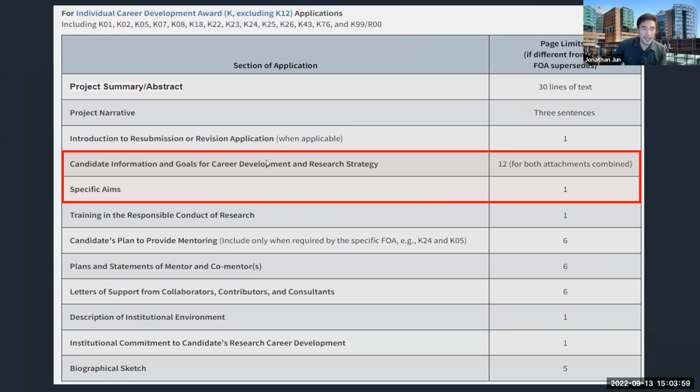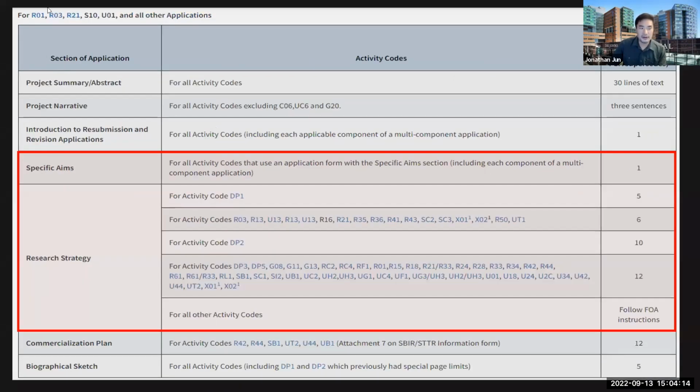So for example, if you're writing a K, then your aims and your research strategy together constitute the research plan, but technically we're going to work on that strategy, that 12-page portion today. For your R series awards, once again, your specific aims is its own page, but your research strategy is going to be that large portion of your grant, usually 12 pages, but depending on other mechanisms such as an R03, it may be shorter. Okay, so I think you all know where to go to look for these different formatting issues.